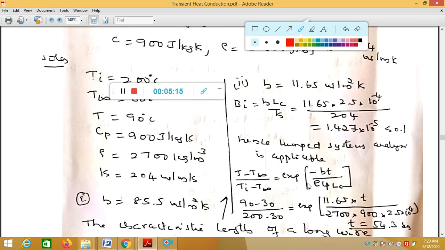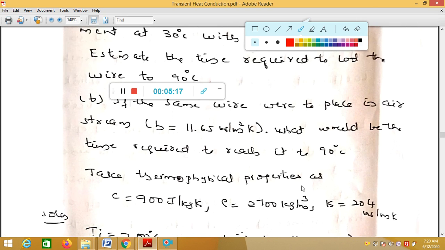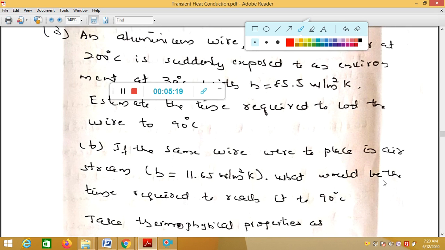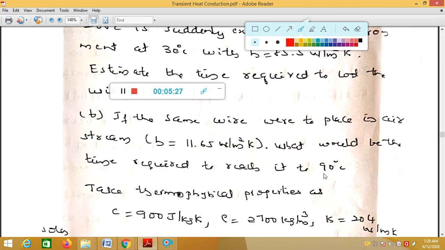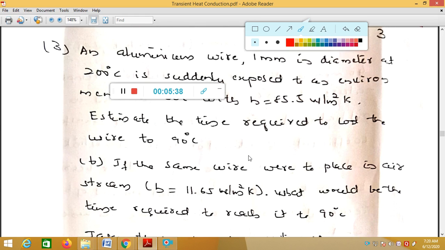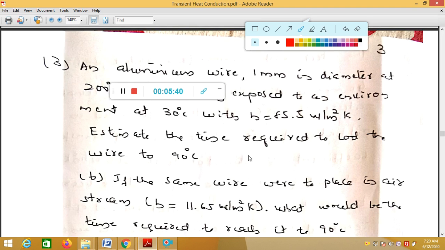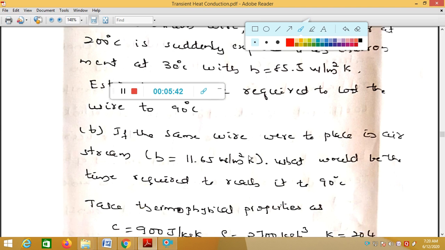Now the second bit. If the same wire were to cool in an air stream with h equal to 11.65 watt per meter square Kelvin, what would be the time required to reach 90 degree centigrade? So it is the time required for the wire to reach a temperature of 90 degree centigrade only, but h is the same. The wire is cooled in an air stream instead of water.